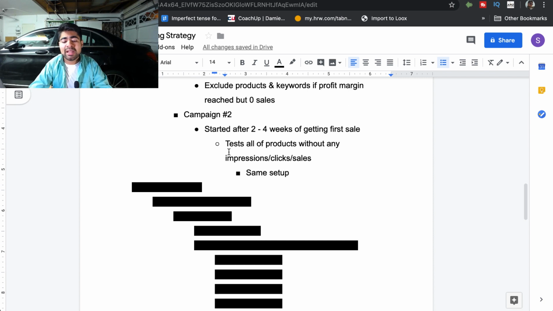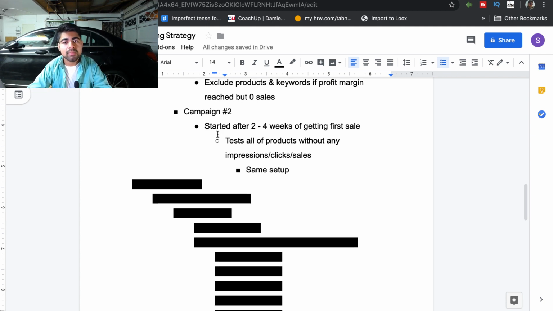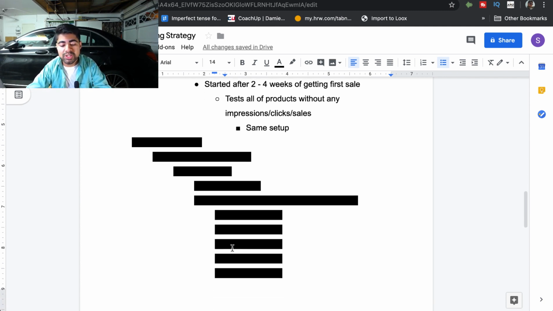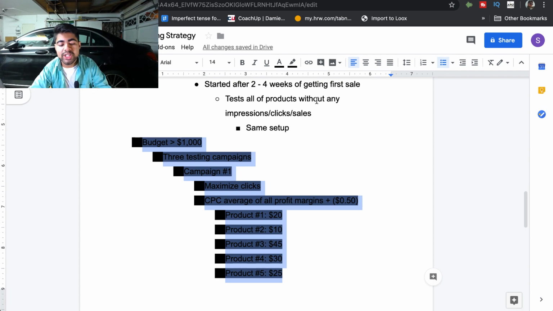I've personally noticed that launching campaign number 2 leads to very, very higher results because a lot of the products which are not getting tested in campaign number 1 could potentially turn out to be winning products for you. So campaign number 1 really lets you test them thoroughly, get a better idea of whether they are winners or not. But that brings me to my last category, which is for those people who have a budget of greater than $1,000.